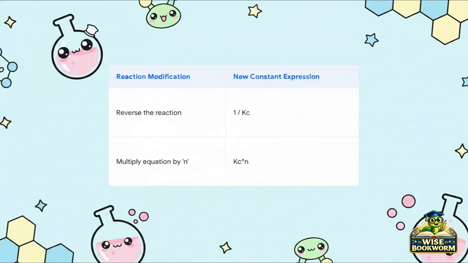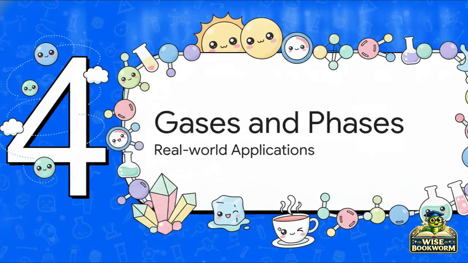And if you multiply the entire chemical equation by a factor of n, well, the new equilibrium constant is just the original Kc raised to the power of n. It's elegant, and it really proves just how deeply interconnected the math and the actual physical reality of the reaction really are. Section 4. Gases and Phases.